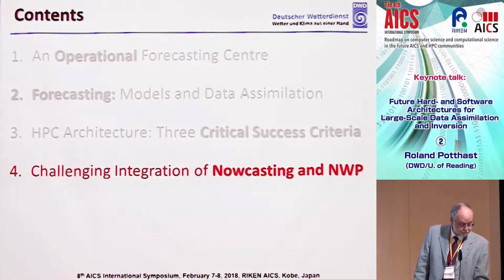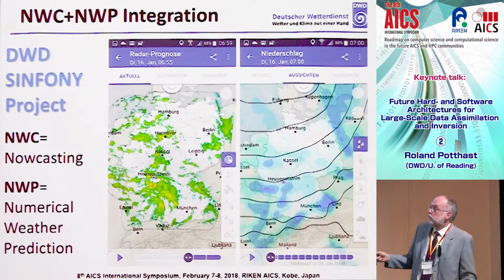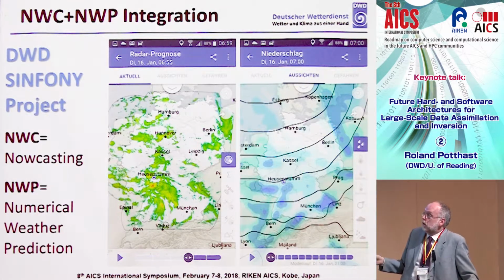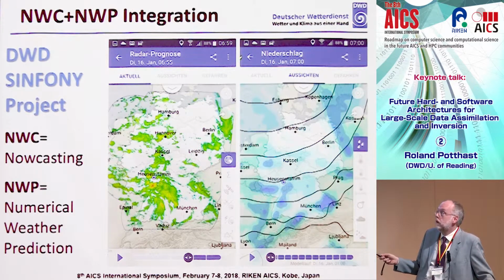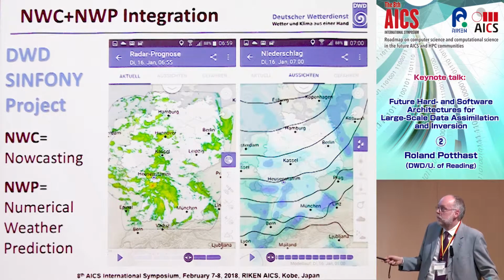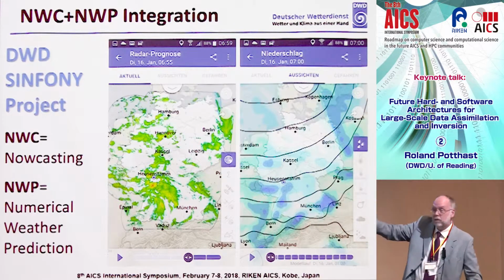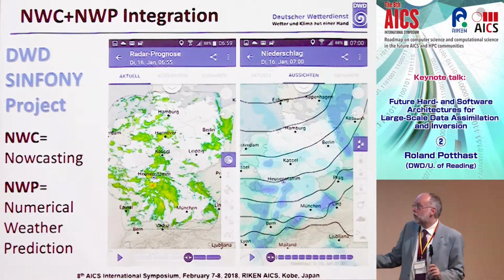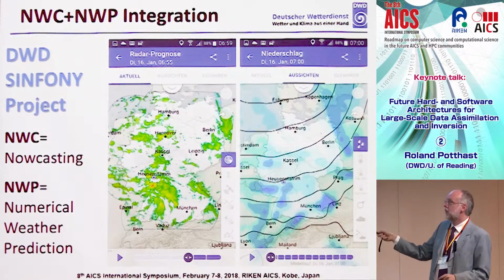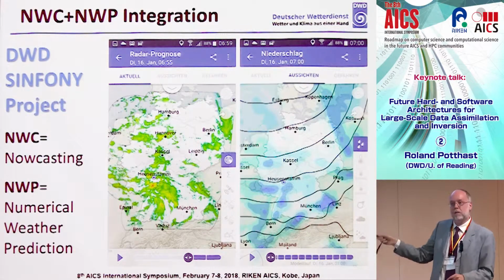Yeah. So that brings me to the last 3 slides here. We have a big project which is called nowcasting and NWP integration, called Symphony now, official name Seamless Integrated Forecasting System. The main idea can be communicated with these 2 images. This is the nowcasting, this is the model. They're kind of similar, but not the same.